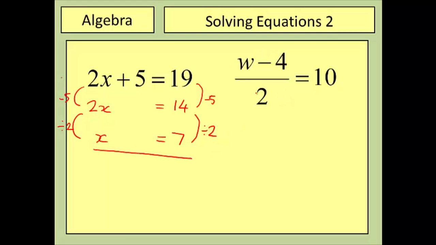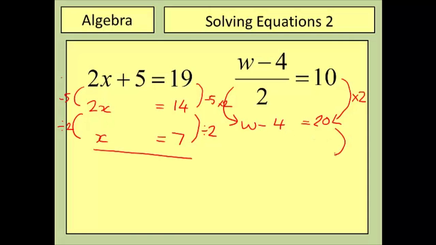In this example, I've got w take away 4 divided by 2 equals 10. So I need to undo both of those things that are happening to the w. In this case, I need to undo the divide by 2. So the opposite of divide is multiply, and the opposite of divide by 2 is multiply by 2. So I'm going to use my golden rule and do the same to both sides. 10 times 2 is 20. I keep my equal signs in line, and timesing by 2 on this side cancels out this divide by 2, leaving me with w minus 4.